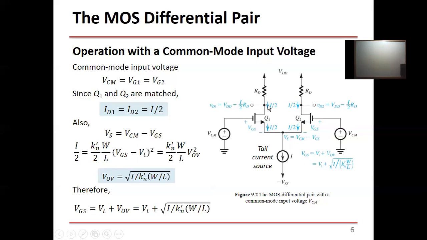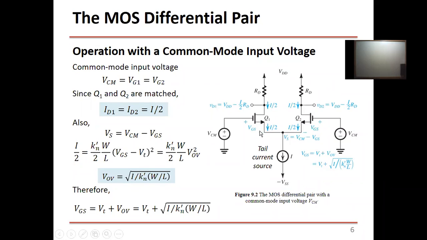So if you take the differential output, you have to remember that we have differential input and differential output. So when I say differential input, I mean V input 2 minus V input 1, or V input 1 minus V input 2. When I say the differential output, I mean V output 2 minus V output 1, or VD2 minus VD1. Okay, so these are two things. If you'd like to have a single-ended output, you just take it from this side or this side.